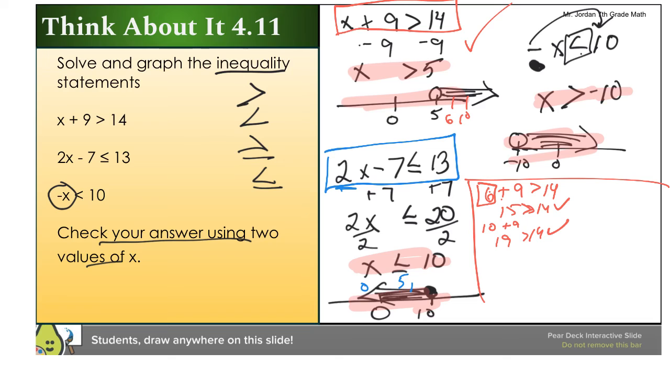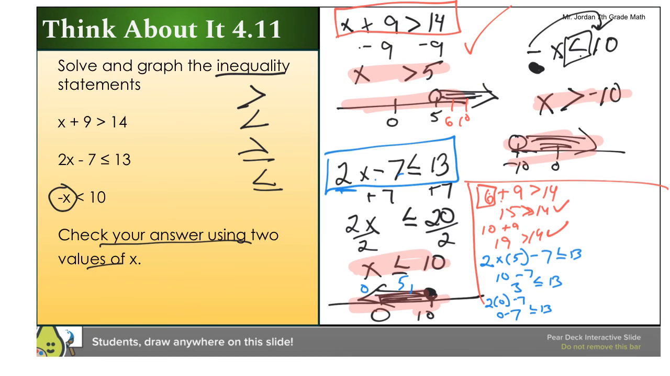So on the next question, I need to use the original equation, choosing two random numbers. Let's just say 5 and 0. So 2 times 5 would be 10. 10 subtract 7 is 3. 3 is less than or equal to 13. And then 2 times 0 minus 7 is minus 7, so minus 7 is less than or equal to 13. So I've done the check for that one.